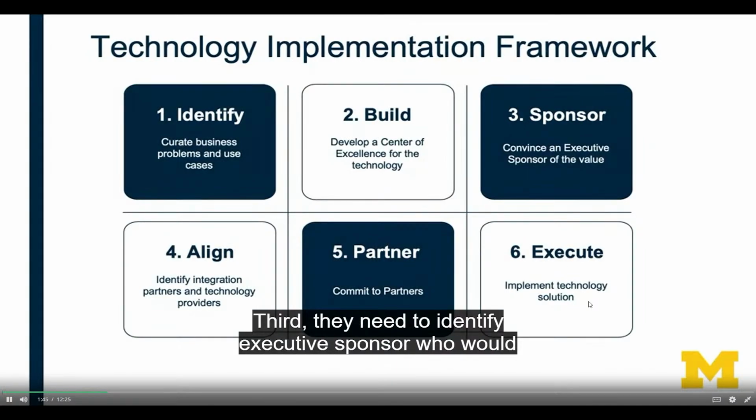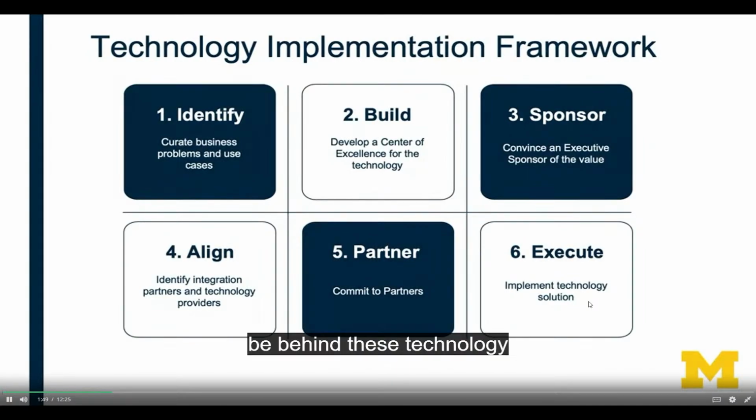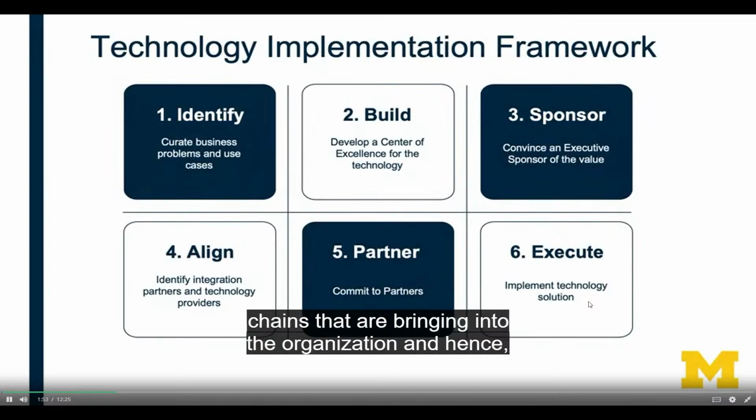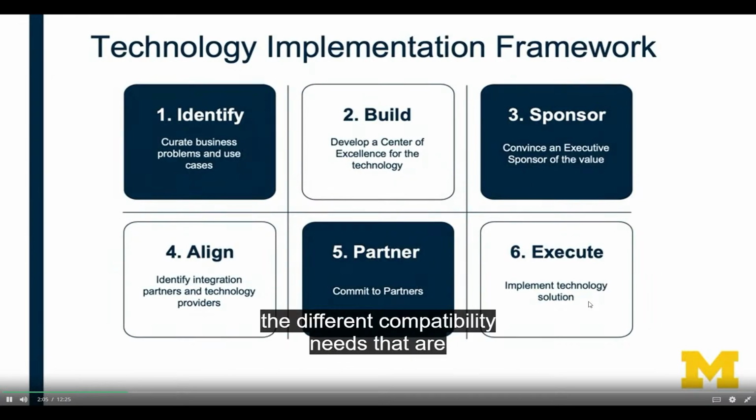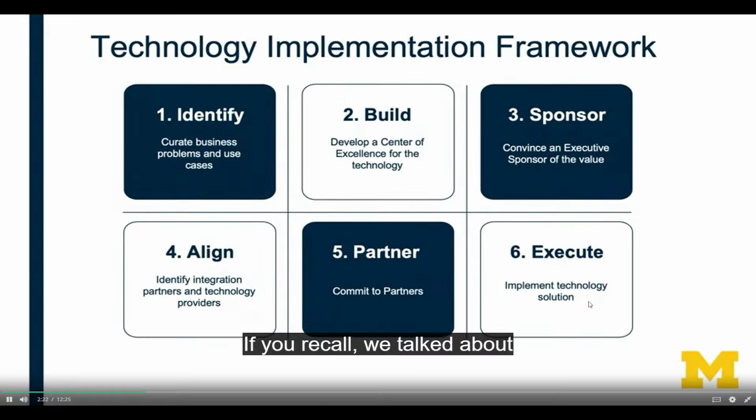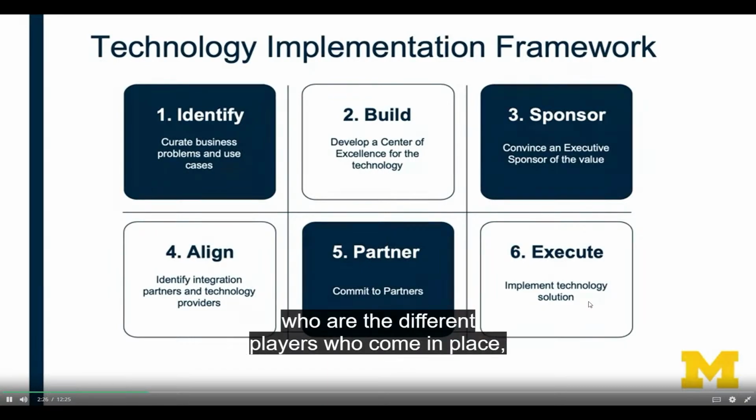Third, they need to identify executive sponsors who would be behind this technology and these applications, because when you roll out these applications, there will be more complexities in terms of the change that they're bringing to the organization, and hence you need that continuous support from an executive sponsor. Fourth, companies need to align the different compatibility needs in terms of the incumbent architecture and the incumbent capabilities that they have before starting these IoT applications. Then in the fifth step, they need to identify the partners that they will bring into this project. If you recall, we talked about the ecosystem of IoT architecture, the different kinds of players who come into place. So they need to work and identify the right partners here.